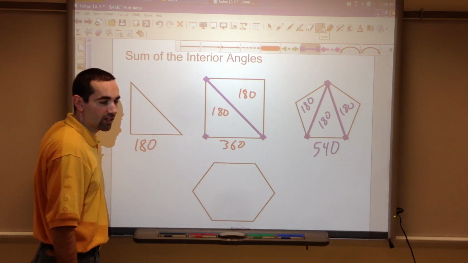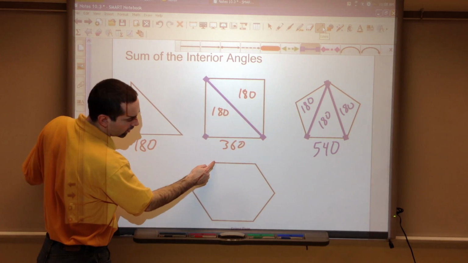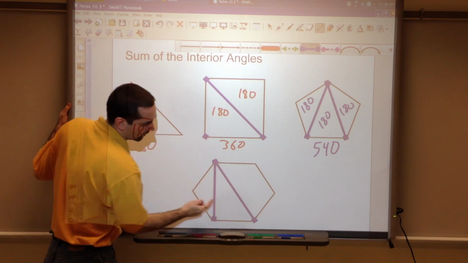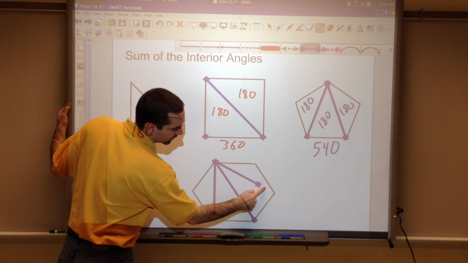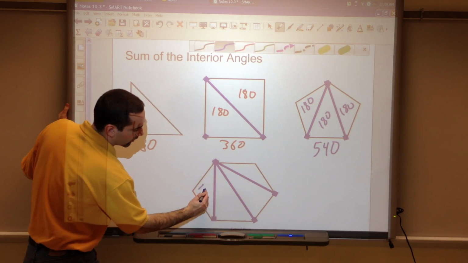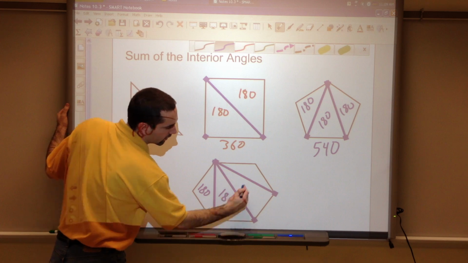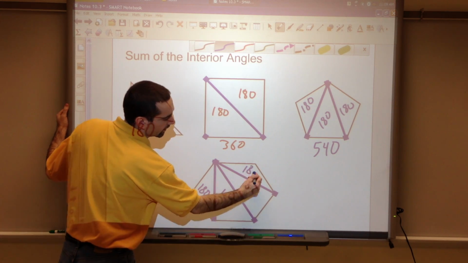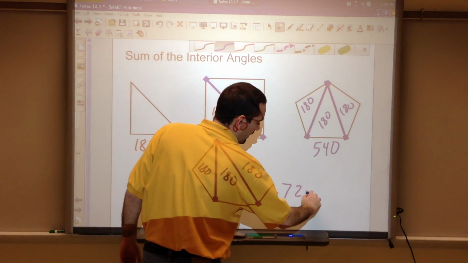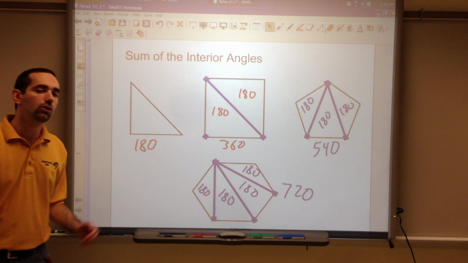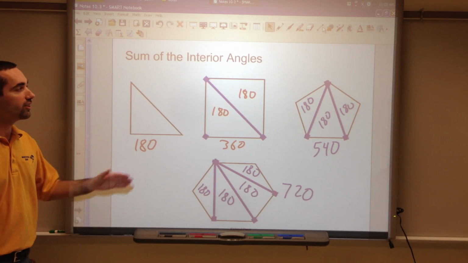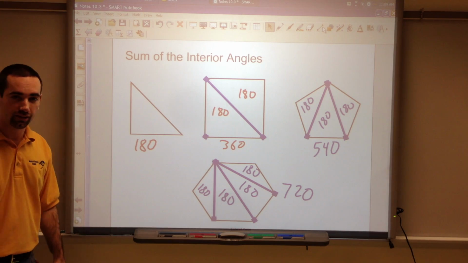Let's try this with a hexagon. I'm going to split here. Split here. Triangle, triangle. Triangle, triangle, triangle, triangle. So again, 180, 180, 180, 180. Add all of those up, 720. And I can do that for any regular polygon. The sum of the interior angles is always going to be that.